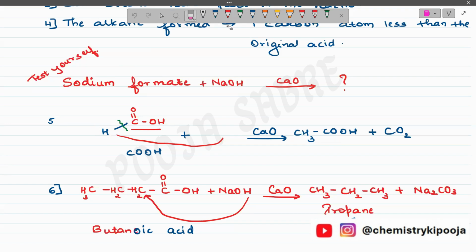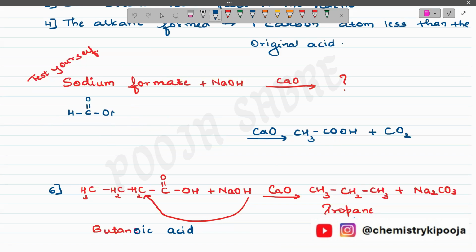So I'll just quickly erase this. Now, the formula for sodium formate is HCOONa. Basically this sodium formate has been derived from formic acid. Suppose I write down the structure of formic acid, this is the structure of formic acid. And if I replace one hydrogen with Na, I'm going to get sodium formate. So this is the structure of sodium formate.